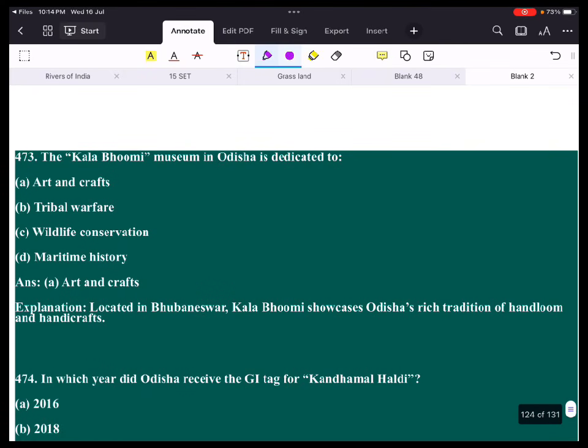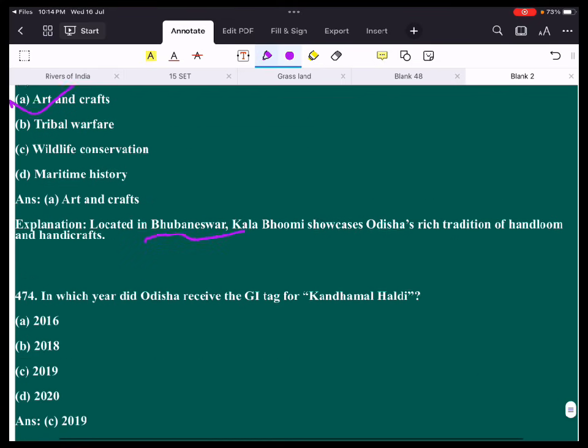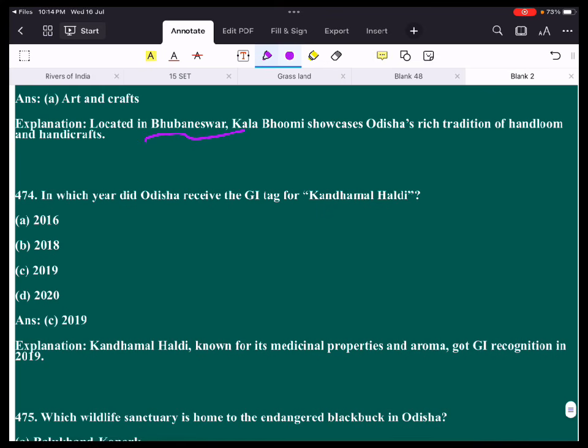The Kala Bhumi Museum in Odisha is dedicated to art and craft. Option A, located in Bhubaneswar. In which year did Odisha receive the GI tag for Kandhamal Haldi? It is in 2019. Option C.